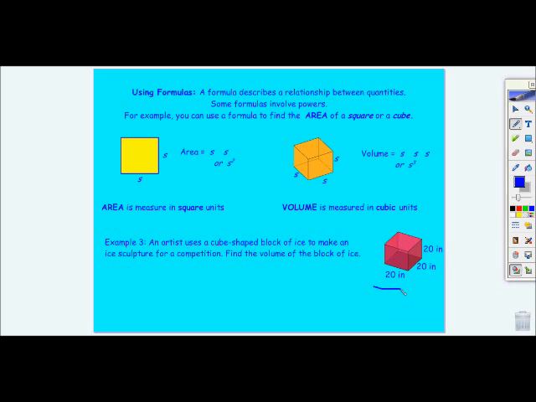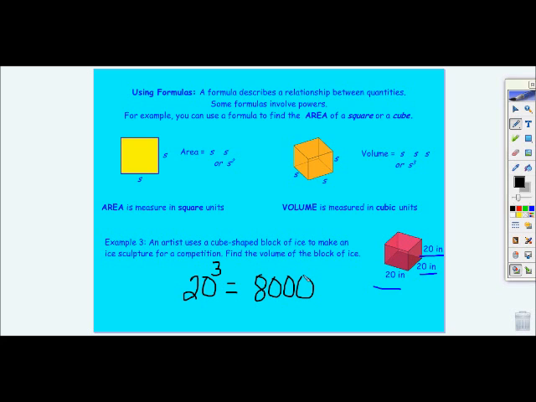Now they have every single one of their sides labeled there, but just telling us a cube and giving us one side, we should be able to figure that out. Okay, it is cubed, so my base would be 20, and that's going to be cubed because we have 3 dimensions. So 20 cubed is going to give me 8,000.